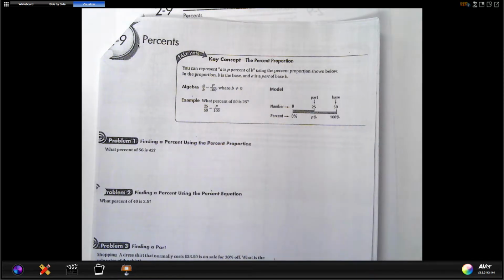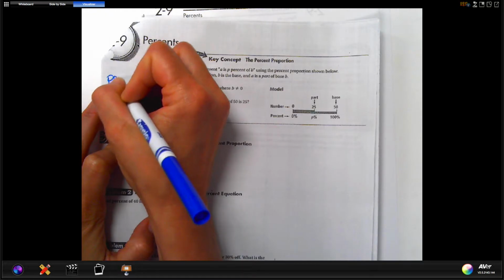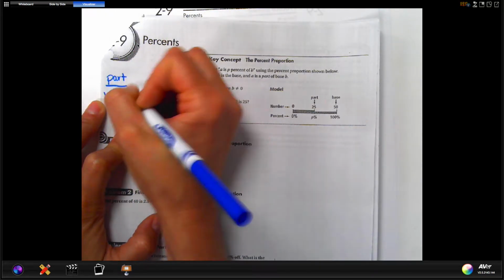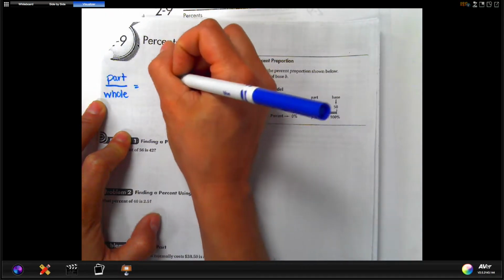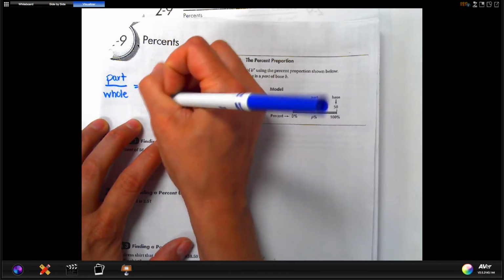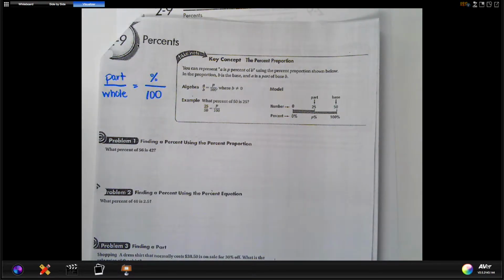So when you're doing any sort of story problem, and this works for all problems, you want to use this shortcut basically. Part, and write this down, over whole is going to be equal to whatever your percentage is, not as a decimal, over 100. And the reason it's over 100 is because 100% would be considered like one whole, right? So this works all the time for everything.